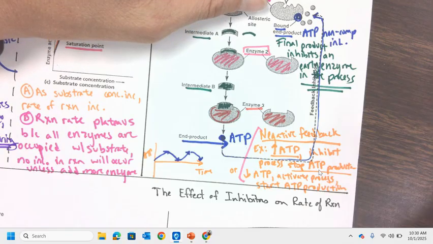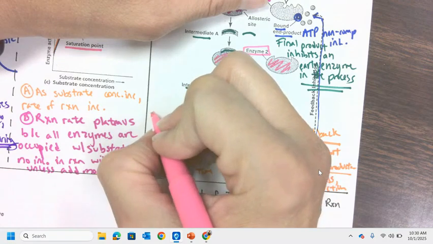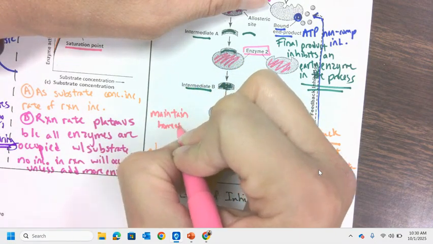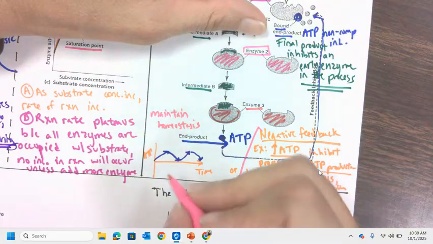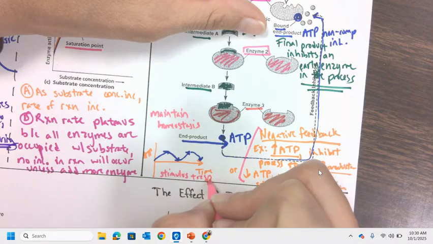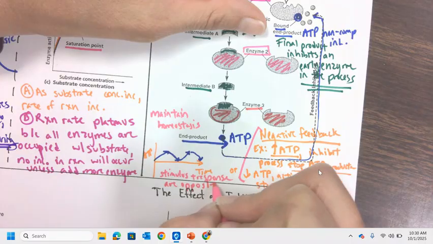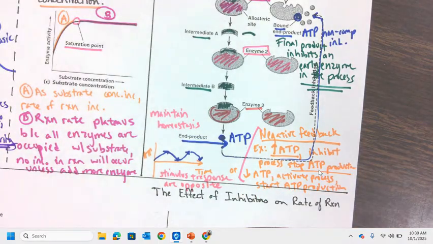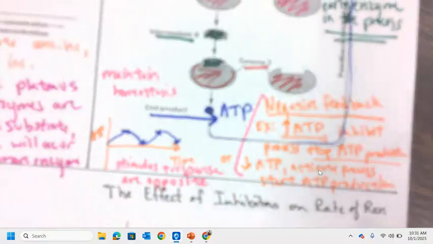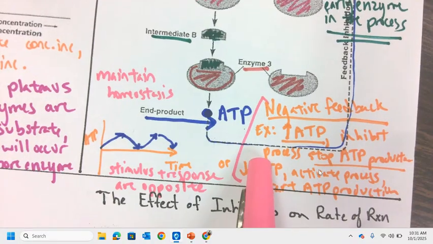And this really helps to maintain a very important thing, which is homeostasis. Because the stimulus and response are opposite. Let me zoom in a little bit. And this happens all throughout our body, but this is just a good first example of negative feedback.